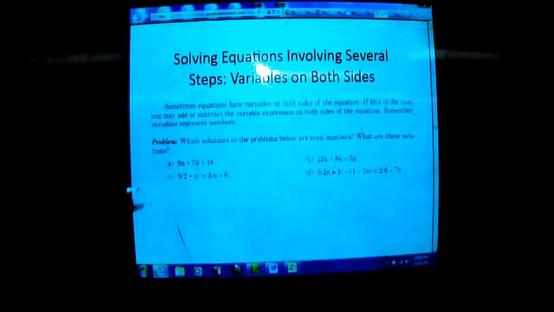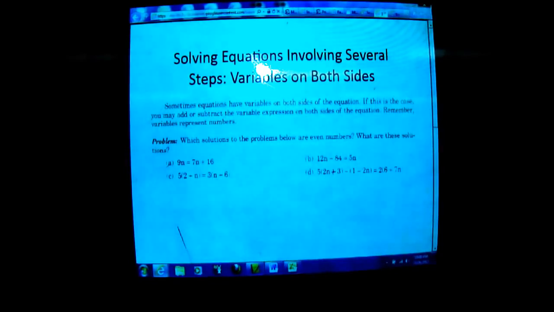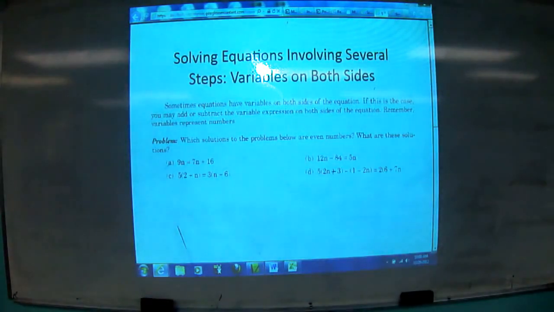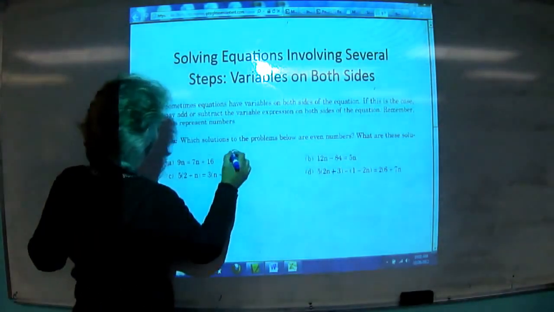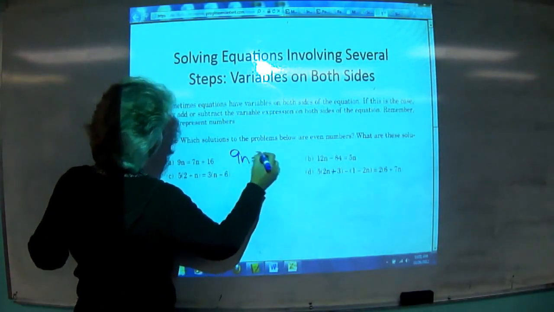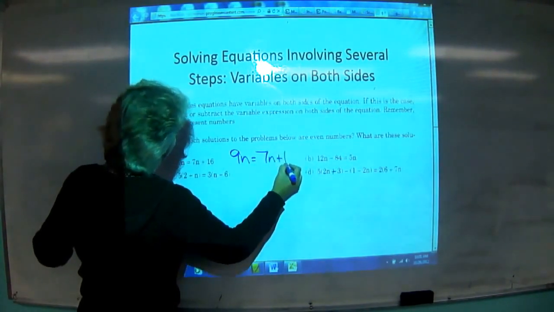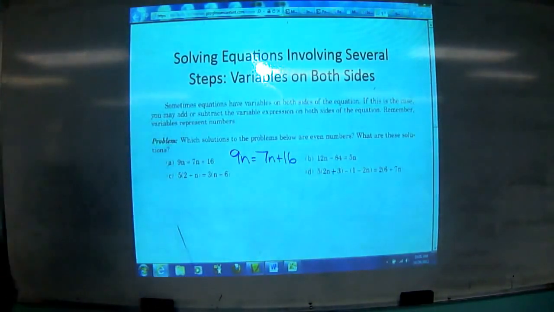Okay, so on the first one, we've got 9n equals 7n plus 16. They're asking you to tell them whether the answer is odd or even. So obviously you need to solve it, right? So on this, 9n equals 7n plus 16. What do you need to do?